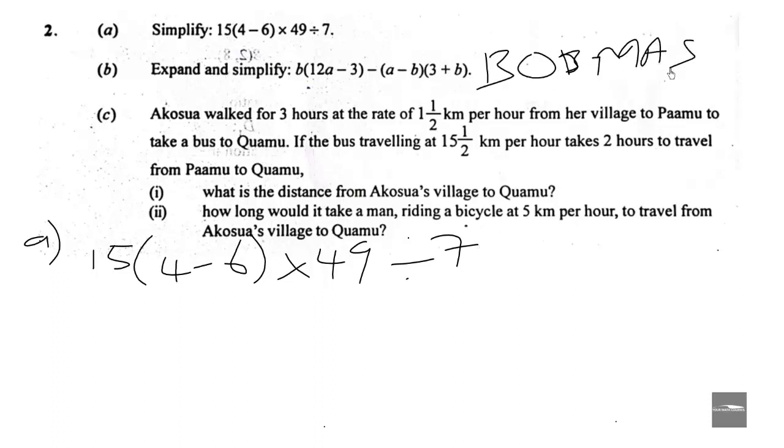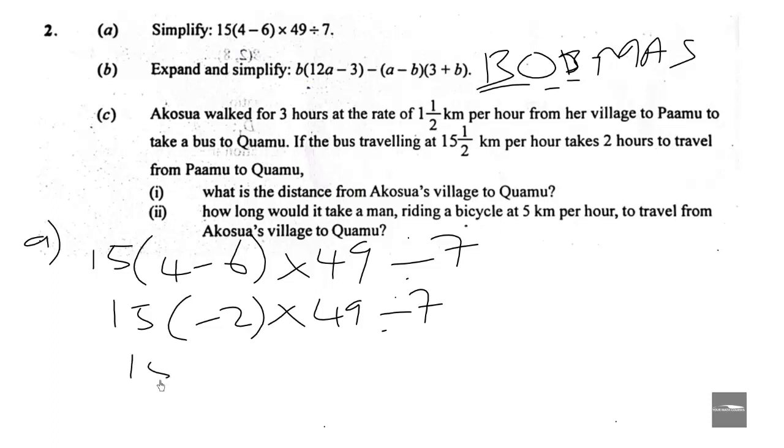BODMAS. So brackets, we deal with the bracket first. So we have 15, 4 minus 6 is negative 2, times 49 divided by 7. Off is not there, so we skip to D, which is division and multiplication. We can do division and multiplication simultaneously. So 15 times negative 2 is negative 30, times 49, then times 1 over 7, since 7 is 7 over 1.